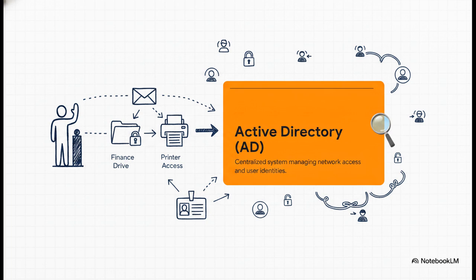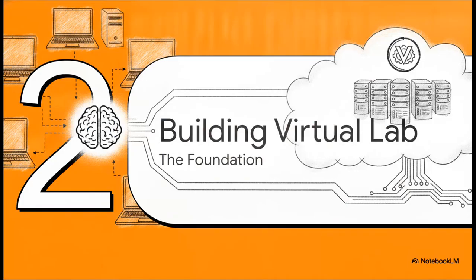Just imagine a new employee joining a company on a Monday morning. They're going to need an email address, access to the shared finance drive, and permission to use, say, the third-floor printer. Well, instead of configuring all of this on 3 completely separate systems, the IT team just creates one single profile for this user right in Active Directory. AD acts as that bouncer, checking their ID at the door and then instantly granting them all the specific access they need across the entire network. Pretty cool, right?